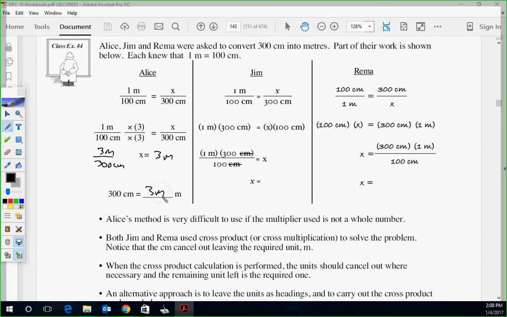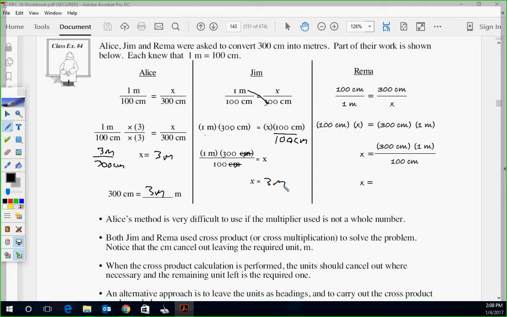By multiplying, getting essentially a common denominator type deal. I don't really like that one at all. I prefer the cross multiplication. So for cross multiplication, you go 300 times 1 equals x times 100. Then you just divide the 100 over. Okay, the centimeters cancel. 300 by 100 is 3. 3 times 1 meter is 3 meters. So it's cross multiplication there.